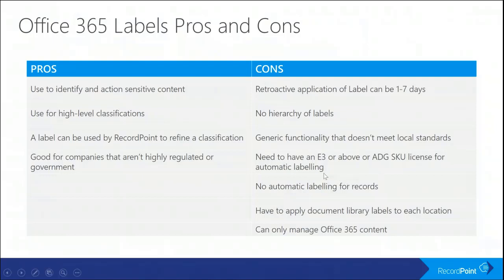What we've described today does require an E3 license or above, so E3, E5, or you can purchase a separate ADG SKU license. There is no automatic labeling for records, and then the manual application for document libraries. So, depending on your needs, this may or may not work for you.